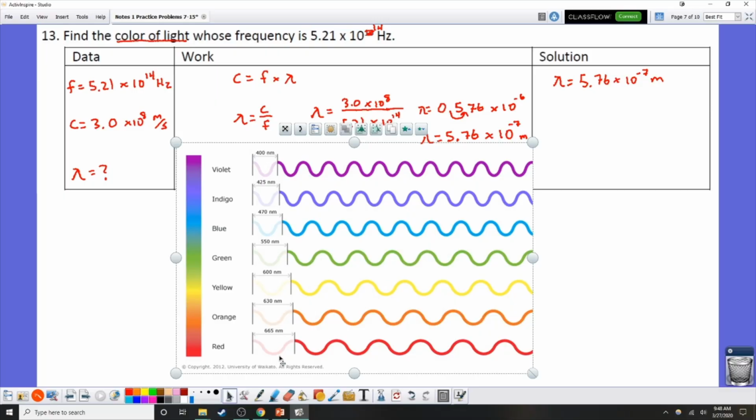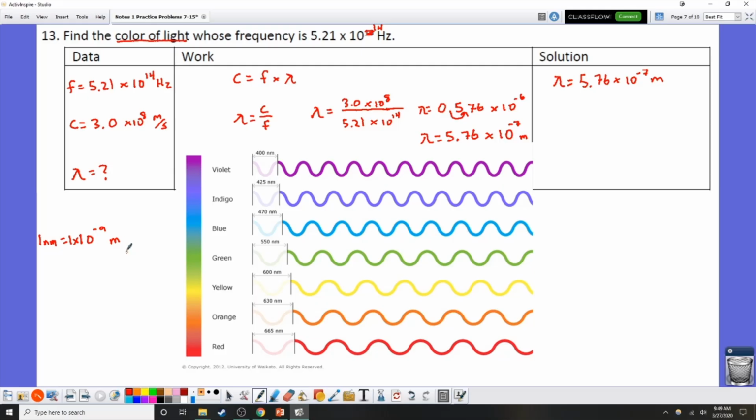Now these numbers here, they're in hundreds, right? So this is a 5.76, and the range here is from 400 to 665. And the unit here is meters, and the unit here is nanometers. Well, you guys should know that the correspondence between meter and nanometer is that a nanometer is 10 to the -9th meters. So 1 nanometer is equal to 1 times 10 to the -9th meters.